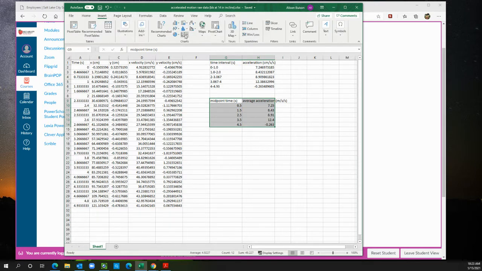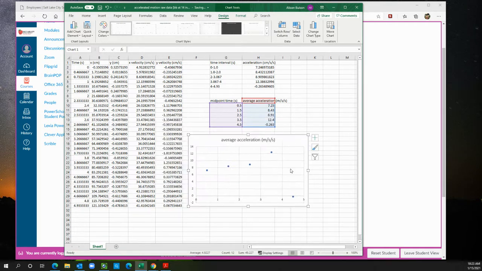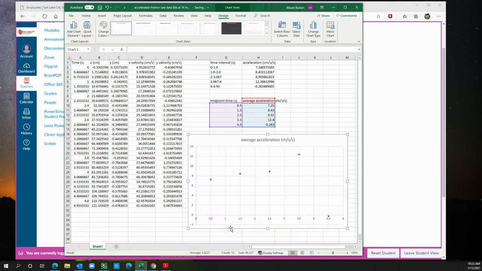So I turned this into a graph. So here is average acceleration for every 1-second interval plotted at the midpoint. So here, starting at 7.25, between 0 and 1, perhaps a bar chart would be appropriate for this. Here I have 8.43 from 1 to 2 seconds. Here I have 8.91 from 2 to 3 seconds, 12.4 centimeters per second for 3 to 4 seconds, and negative 0.263 for 4 to 5 seconds, so almost 0.